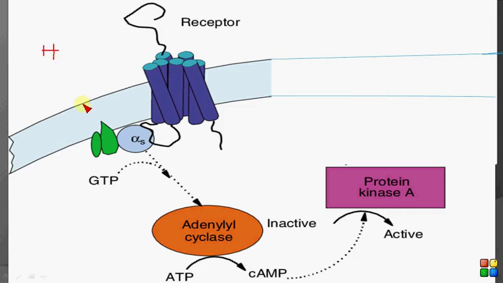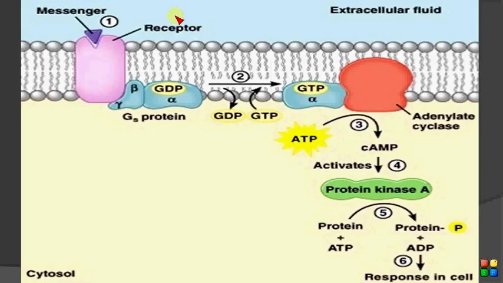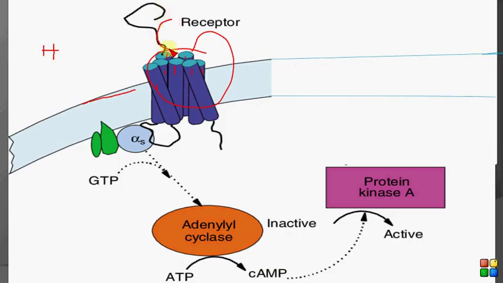You can see here, this is the cell membrane, and this is the receptor which is present inside the cell membrane, and this receptor has 7 transmembrane helices. This is the first one, second, third, fourth, fifth, sixth, and seventh. So this is the receptor basically, and it has a ligand binding domain that is present outside, and at the receptor some hormone or neurotransmitter binds.